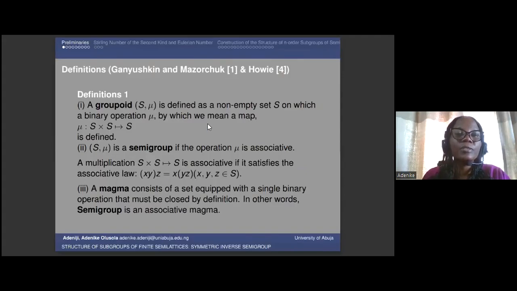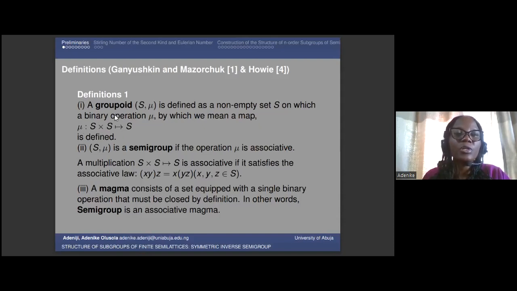So there are some definitions which are necessary in this seminar. And I know some of them we might have heard of or seen, or we might have been using them, but it's a way of reminding ourselves because of this seminar. So the first definition here is groupoid. Groupoid is defined as a non-empty set on which a binary operation, which we use mu to denote, is defined.